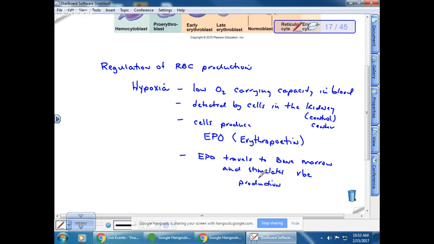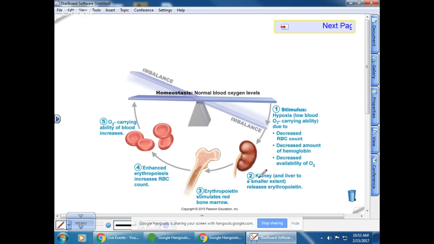So if you have this negative feedback mechanism, then you will maintain the proper number of red blood cells that you need in order to have enough oxygen for your cells in your body. So this shows the kidney response. The stimulus would be hypoxia. The control center of the kidneys, they stimulate the red bone marrow, and then this enhances and increases the production of the red blood cells.